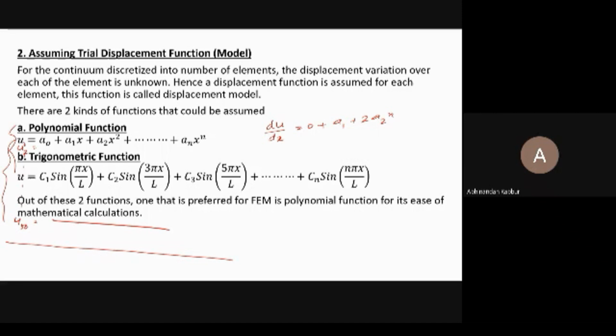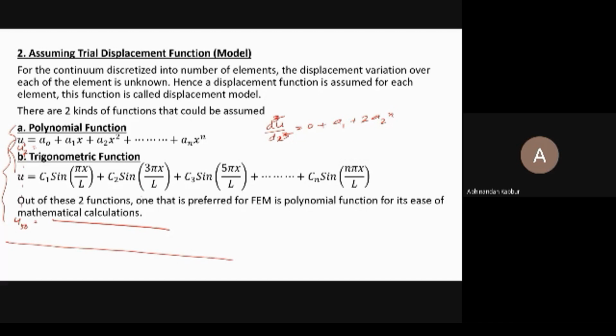Suppose sometimes I have to differentiate twice, d square u divided by dx square. So I have to differentiate this u twice. Sometimes I have to differentiate it thrice. Then it becomes very easy if I consider a polynomial function. But when I consider a trigonometric function, it becomes cumbersome, because for two times differentiation, if it is a sine, it will get converted to cos. And on differentiating once again, that cos will get converted into minus sin. So all those tedious processes you need to use when I use the trigonometric function.